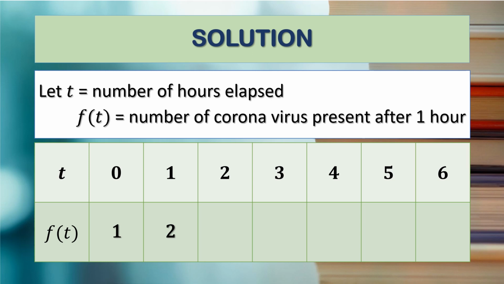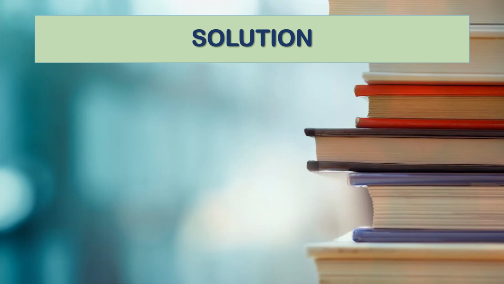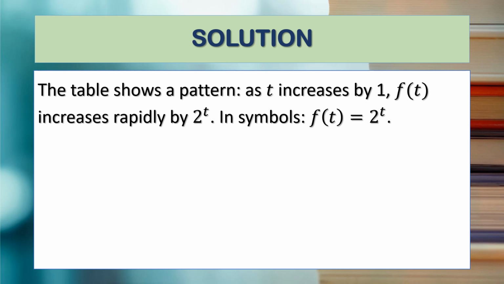Then after 2 hours, it's 4. After 3 hours, it's 8. Then at 4, 16. At 5, 32. And at 6 hours, there will be 64 coronavirus cells. Based on our table of values, the table shows a pattern. As t increases by 1, function f of t increases rapidly by a factor of 2. In symbols, f of t is equal to 2 raised to t. This function will be the mathematical model of our problem.